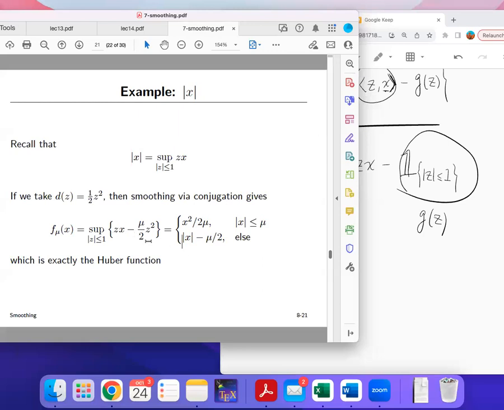If you solve this problem, again, it's a one-dimensional problem: a one-dimensional quadratic function over a bounded domain. We can do this calculation and compute this supremum value. You can get this result, which is exactly the Huber function that we introduced before. Between negative mu and mu it is quadratic. Outside this region it is linear. So this is exactly the Huber function.